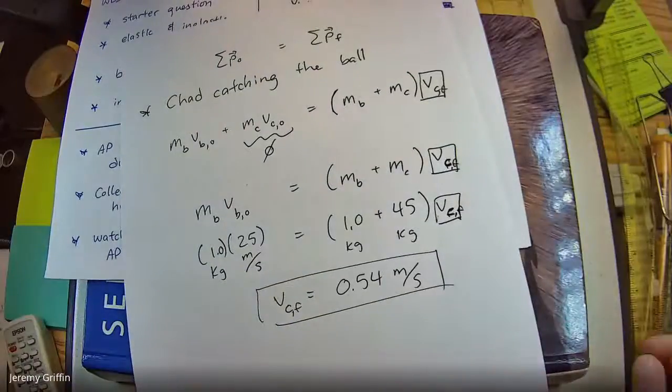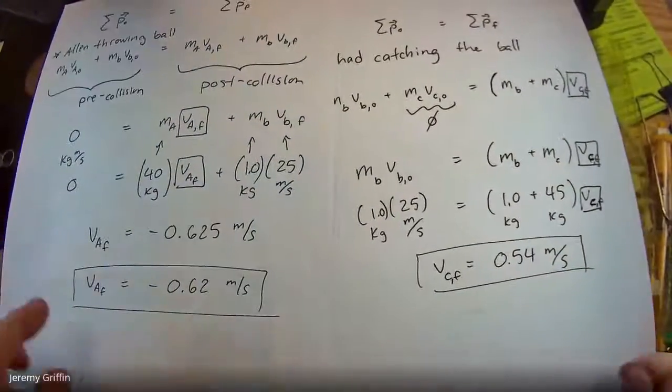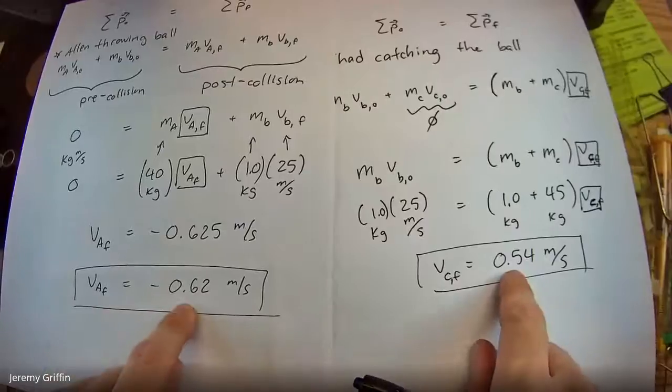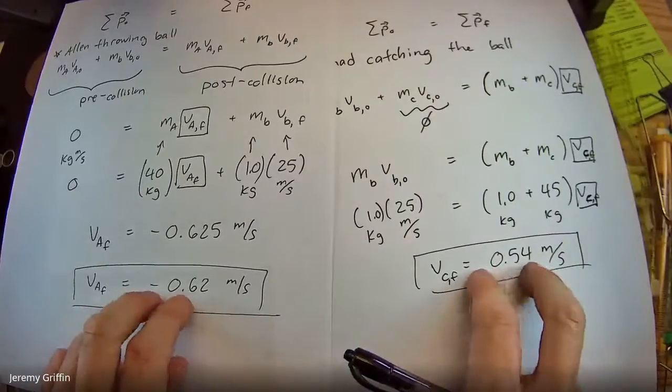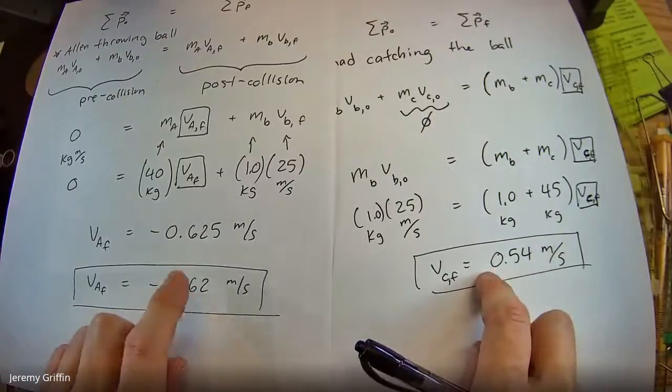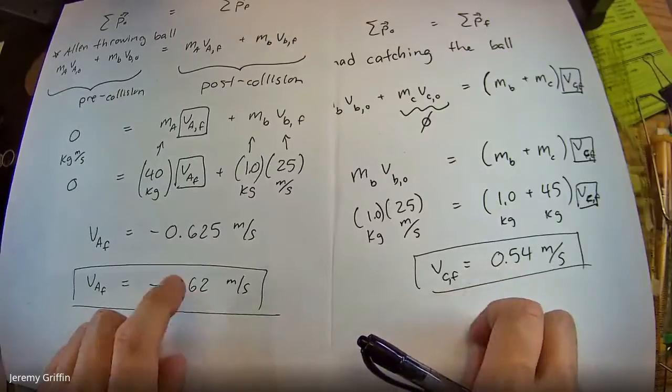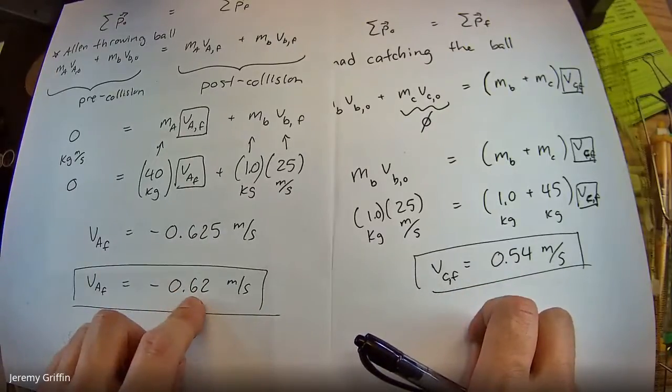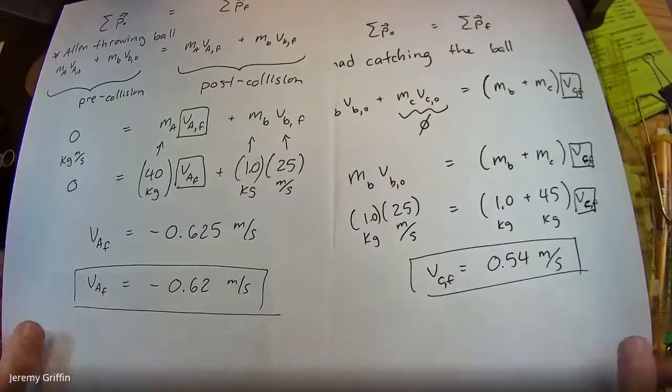Let's compare these two side by side. It looks like Alan and Chad had pretty similar speeds, obviously in opposite directions. Alan was going a little bit faster than Chad, right? Because Alan didn't have as much mass, less inertia. That makes sense why his magnitude is bigger.